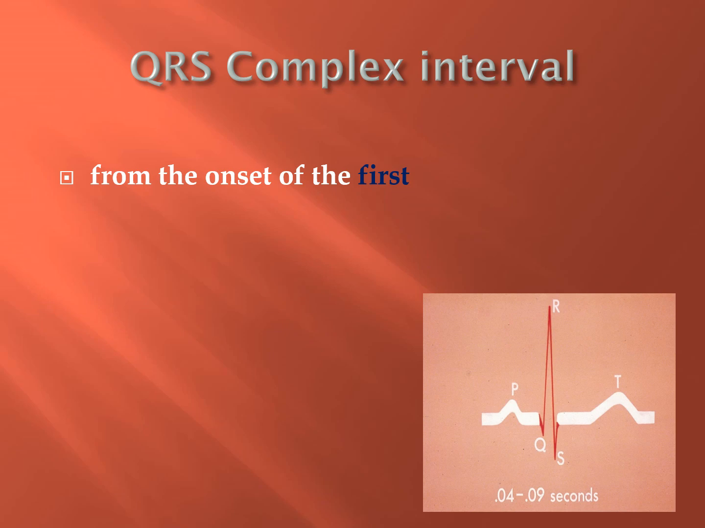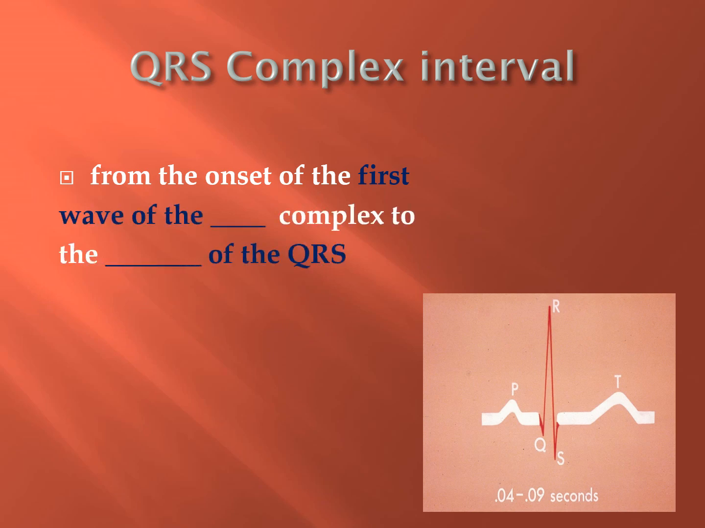From the onset of the first wave of the QRS complex to the termination of the QRS complex is the QRS interval. So how long this complex takes to occur. A normal is 4 hundredths to 12 hundredths. I know it says 0.9 seconds. I remember this.